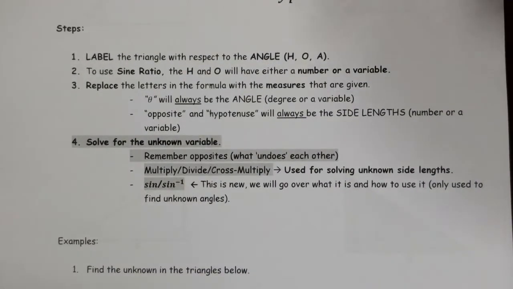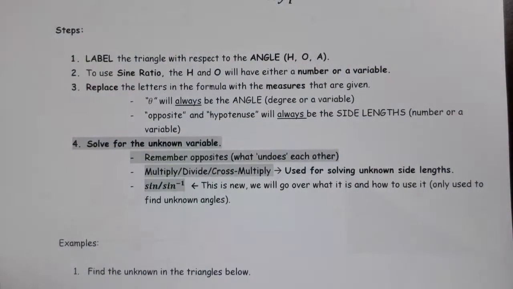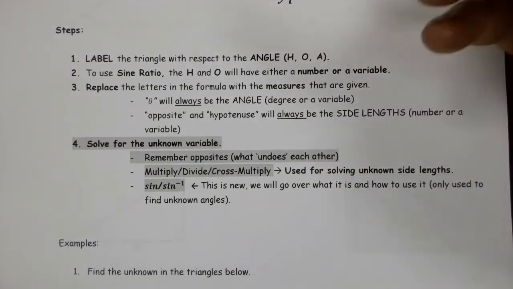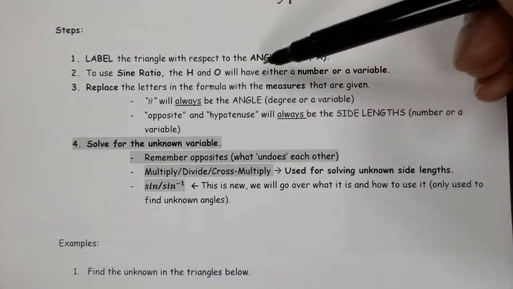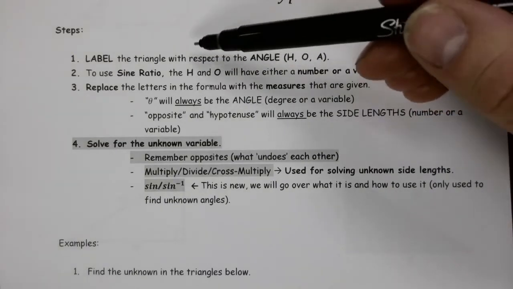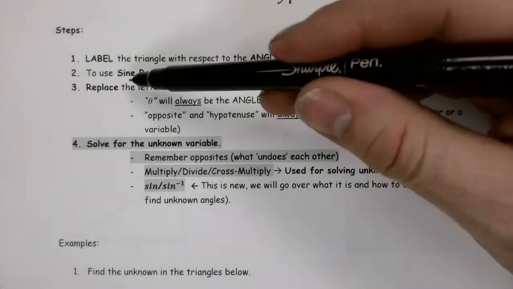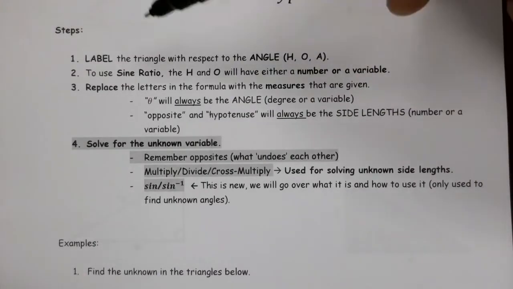So here we go. Here's how you might use this. First of all, label the triangle with respect to an angle. Your triangle probably has some labels in terms of vertices and sides and whatnot. But now we're going to overlay on top of that an additional bit of labeling: hypotenuse, opposite, adjacent. Then we're going to use the sine ratio. The hypotenuse and the opposite will have either a number or a variable, okay? So you've got to know one of those. You've got to know either the hypotenuse or the opposite, and then the other one is an unknown. Or you could know both of them and look for the angle, quite honestly. You could do that too. But we'll take a look at that in a bit here.